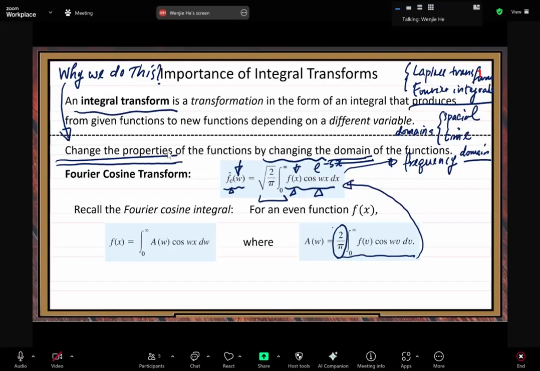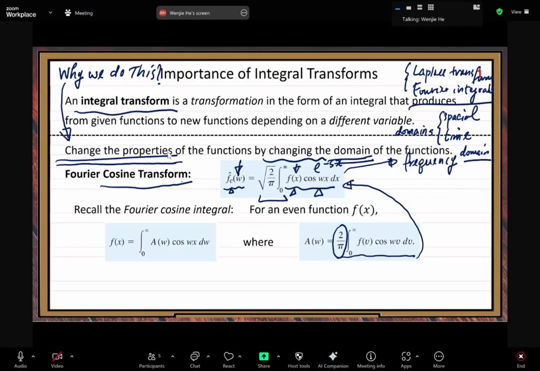Here you can see actually this Fourier cosine transform, people just change the view slightly. Use the integral transform view to look at the Fourier cosine integral. The same thing, but we use a different understanding, a different view, to see it.